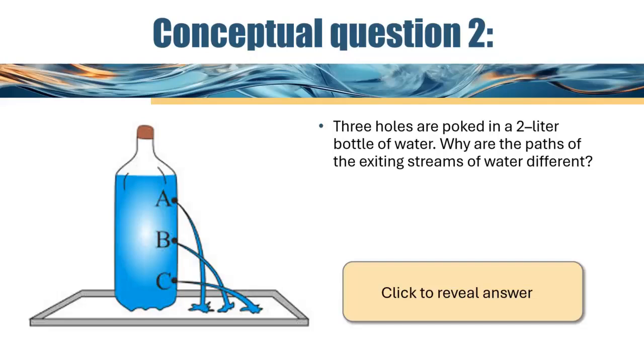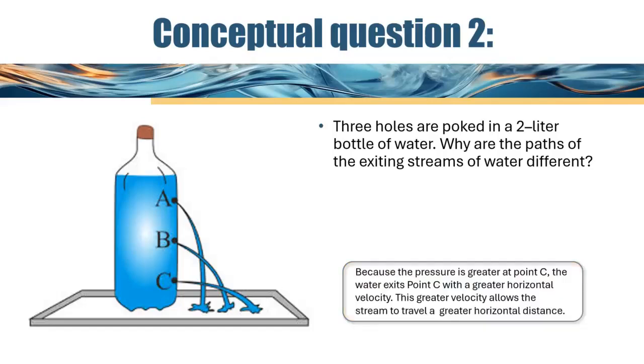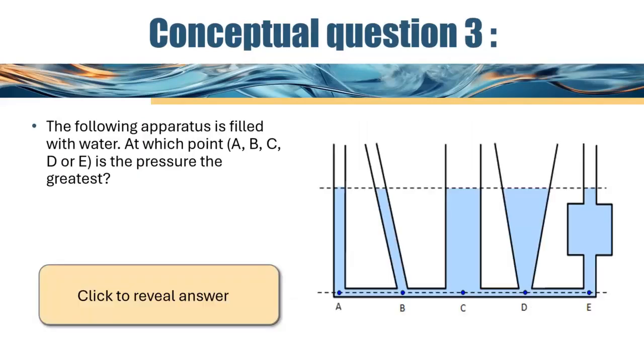All right, question 2. 3 holes are poked in a 2-liter bottle of water. Why are the paths of the exiting streams of water different? Pause the video and talk to your neighbor. Yes, because the pressure of the water is greater at point C, the water is going to exit the bottle with a greater horizontal velocity. And if it has a greater horizontal velocity at point C, it means it's going to have a greater horizontal distance.